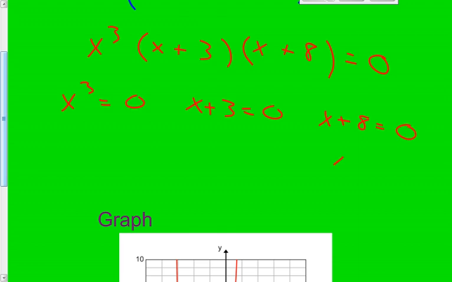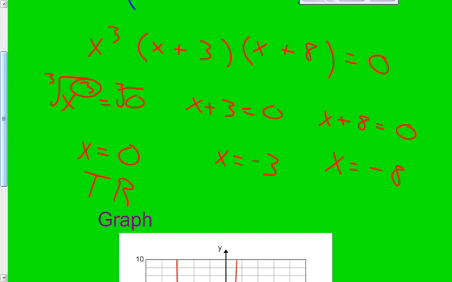These two are quite simple. X equals a negative 8 and x equals a negative 3. For this one, if you were to cube root both sides, well, the cube root of 0 is 0, so you would get x equals 0. And because there's a 3 right here, there's 3 zeros involved there. So not only is it a double root, but we call this a triple root.